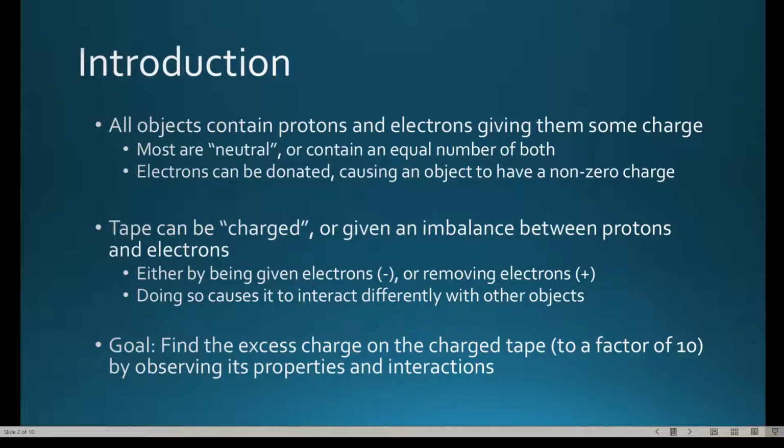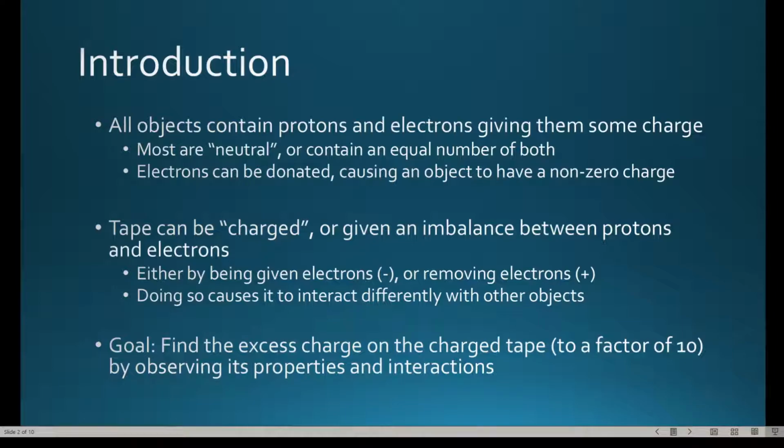For an introduction into this lab, it's important to know that all objects contain protons and electrons, which give them some charge. Most objects are neutral or contain an equal number of both, but because electrons can be donated, meaning that you can either gain electrons or give them away, some objects have a non-zero charge. This can be done to tape, giving it an imbalance of electrons to its protons, making it charged. And this will cause the tape to have different properties from its base.